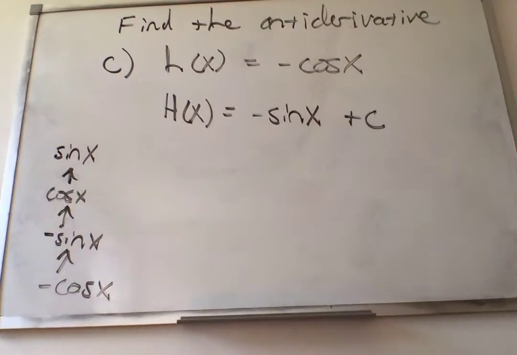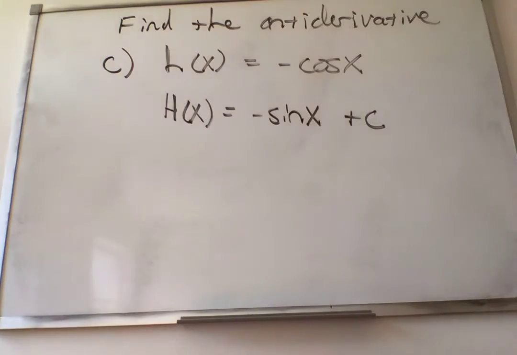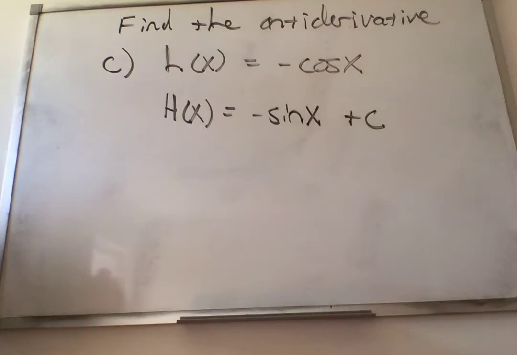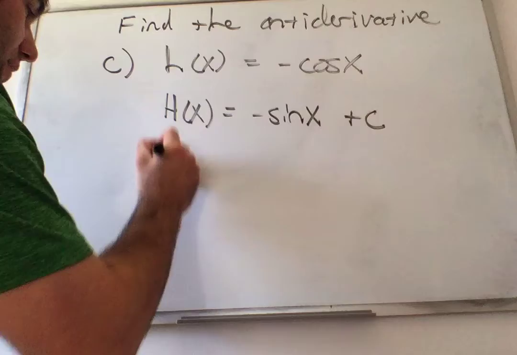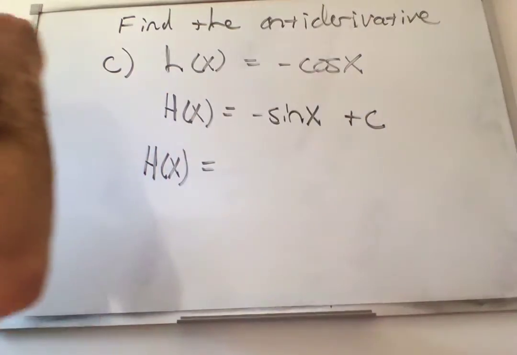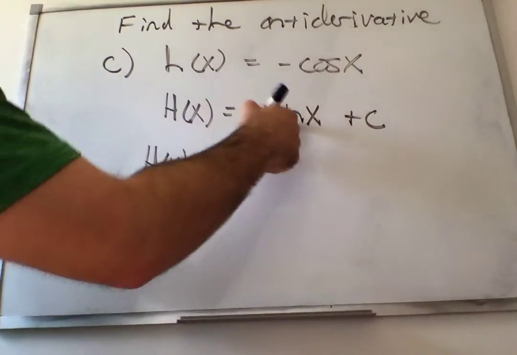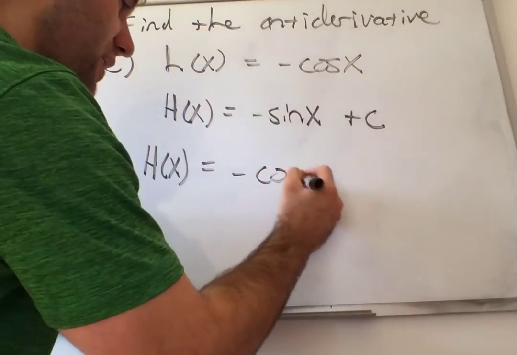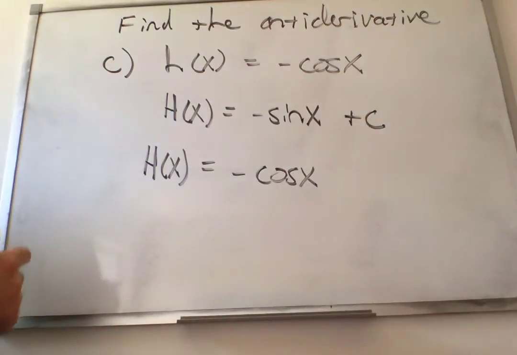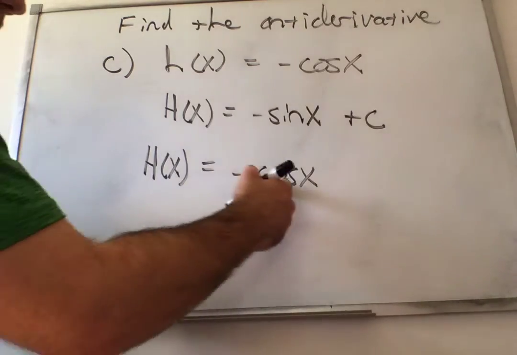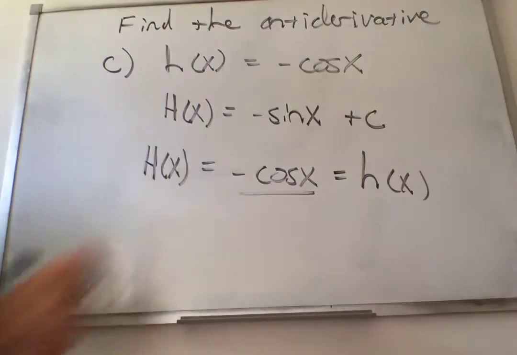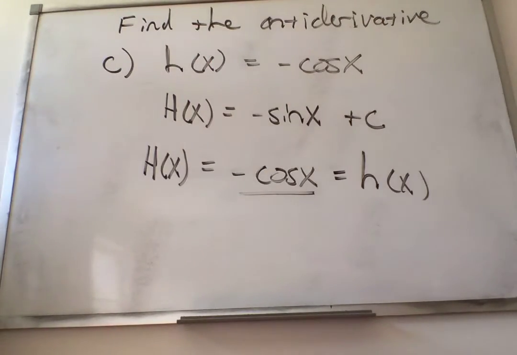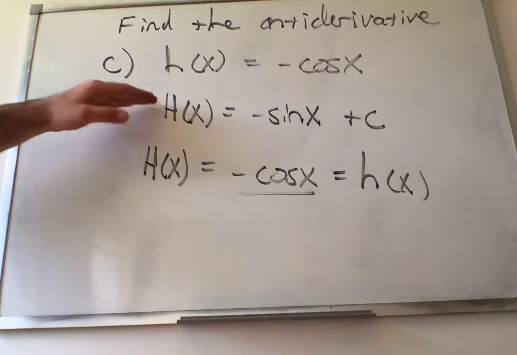So you could always check yourself, okay? You could always see if you have the right answer. What you do is just take the derivative of your answer. H of x is equal to, well, the derivative of negative sine of x is negative cosine of x. The derivative of a constant is 0. So this right here, well, that equals my little h of x. That equals the starting problem. If you can do that, then your answer is correct.